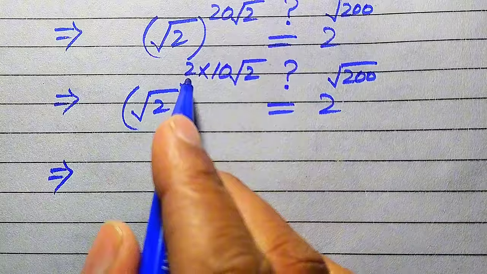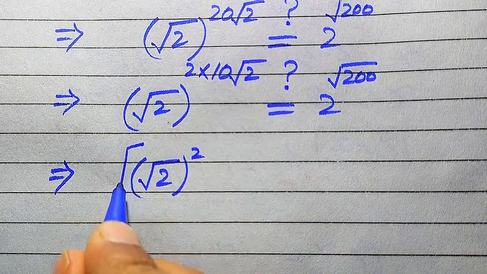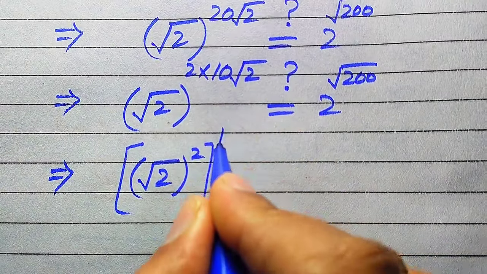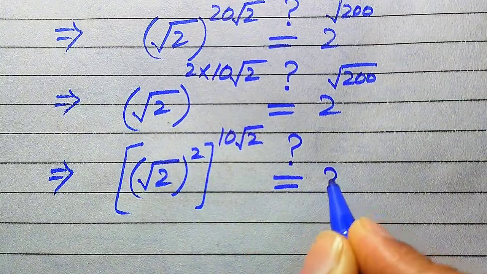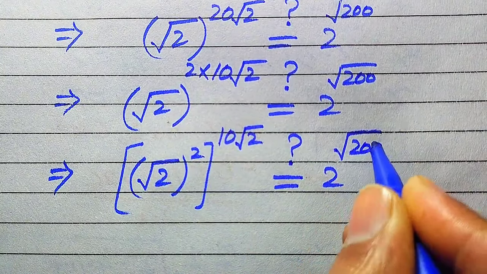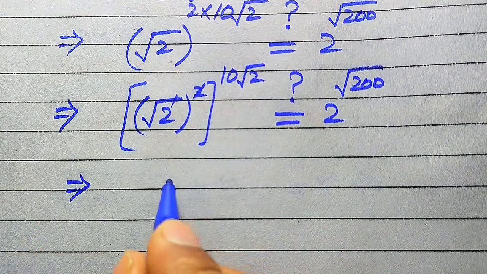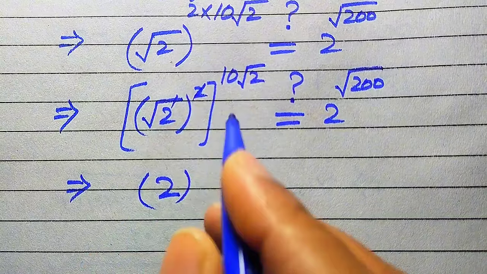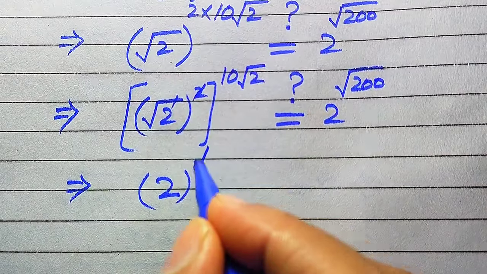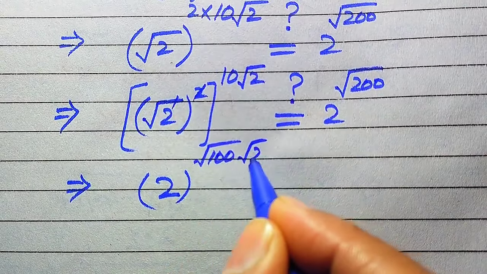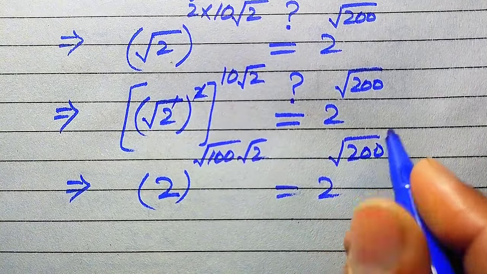Further, in the next step we move this 2 inside the term, and it will be written as square root of 2 and its whole square, and its whole power is 10 times square root of 2, and we check whether this equals 2 to the power of square root of 200 or not. And now you see that this 2 and this square root are cancelled out by each other, and we get 2 to the power of 10 times square root of 2. So we write this 10 as square root of 100 multiplied by square root of 2, and check whether this equals 2 to the power of square root of 200 or not.